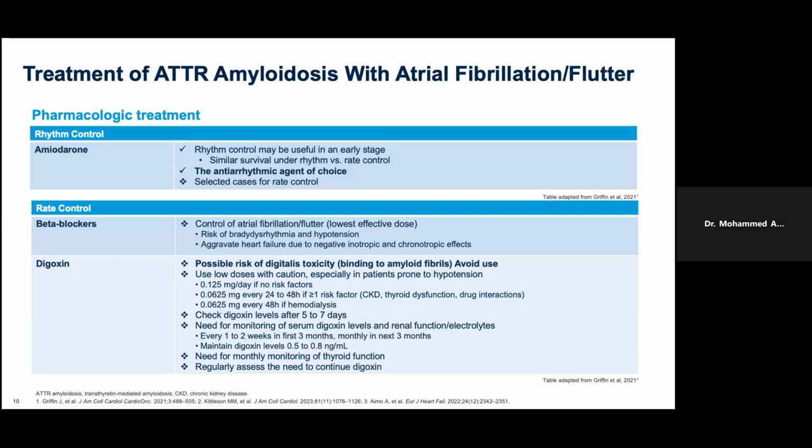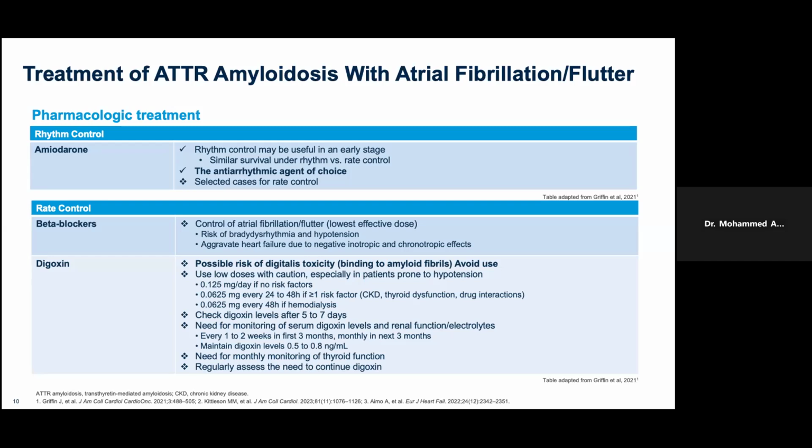So the beta blocker is not preferred as a first option, especially in patients with ATTR. Firstly, we start rate control with amiodarone. If the patient is still not controlled or not improved with amiodarone, maybe we add a small dose of beta blocker. For digoxin, there is a possible risk of digitalis toxicity due to binding to the amyloid fibers, so avoid use.